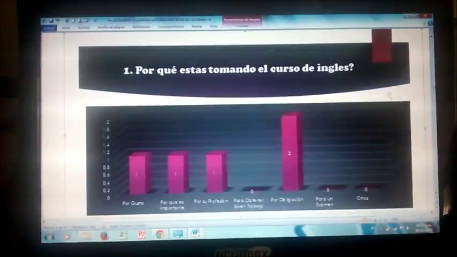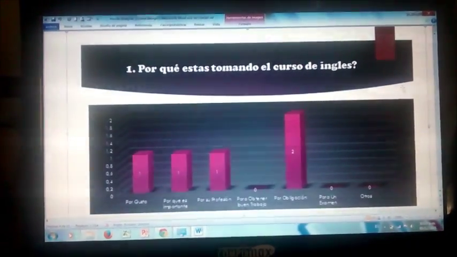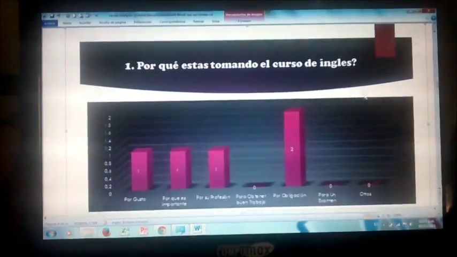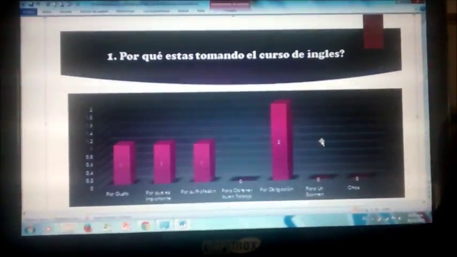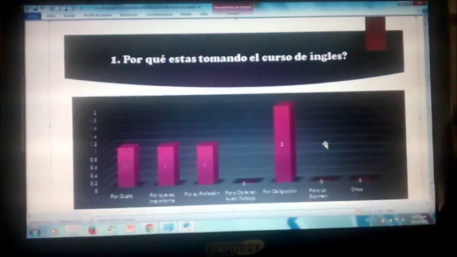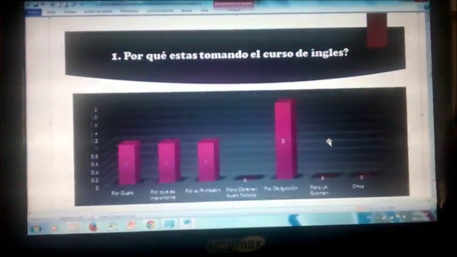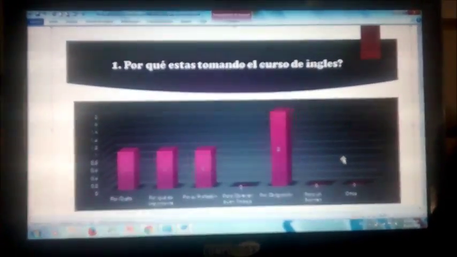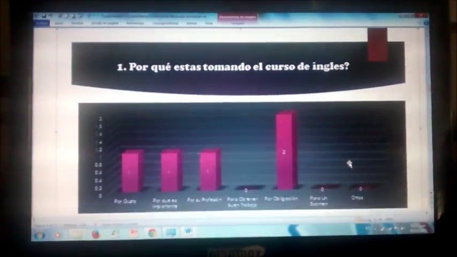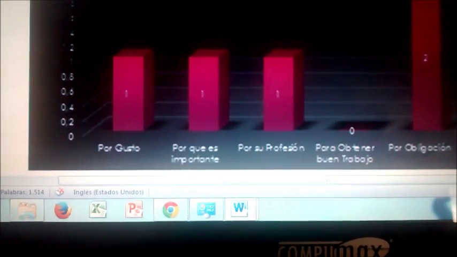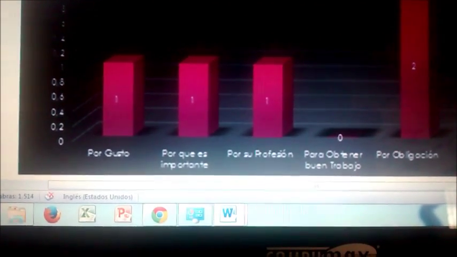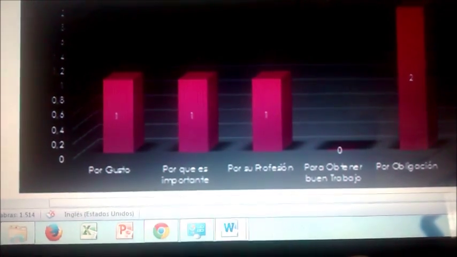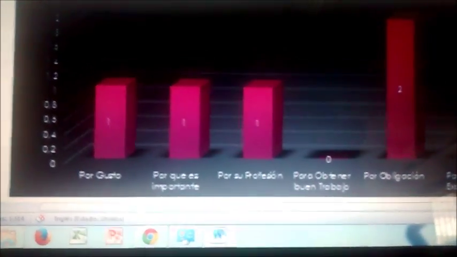We implemented some interviews in which we had to ask questions to those students to see their thoughts, needs, and of course lacks in terms of English and what they wanted to express. There were some questions asked, for example, ¿por qué estás tomando el curso de inglés? Most of the students answered that they were taking the course because they had to. It means por obligación.